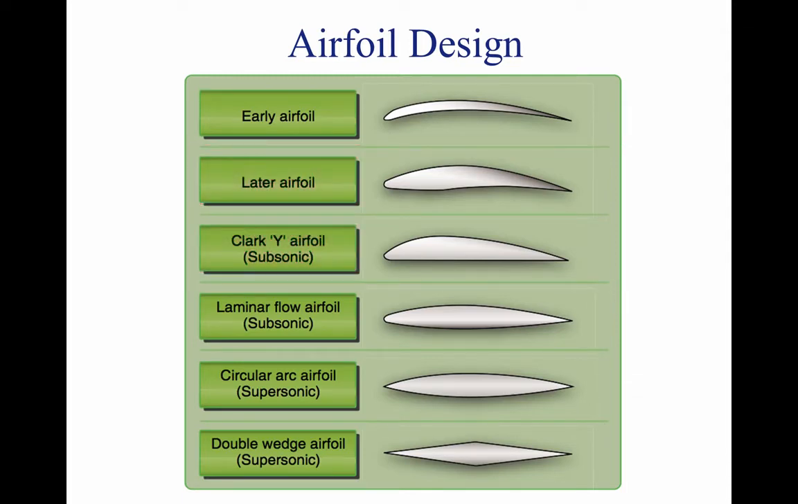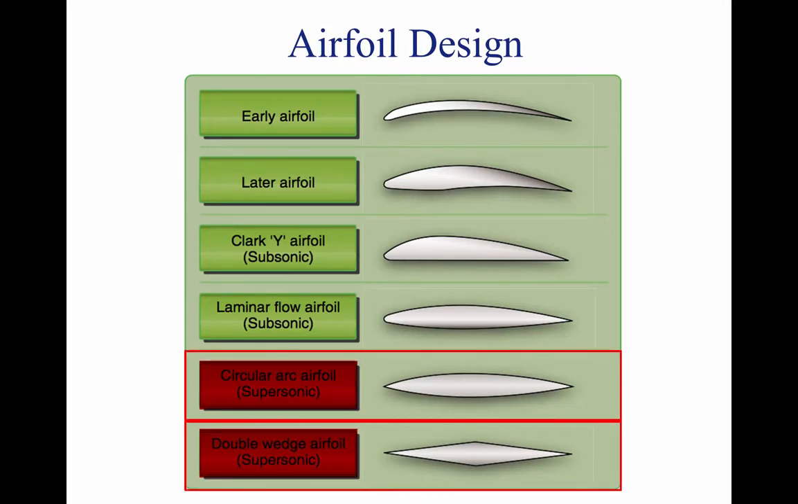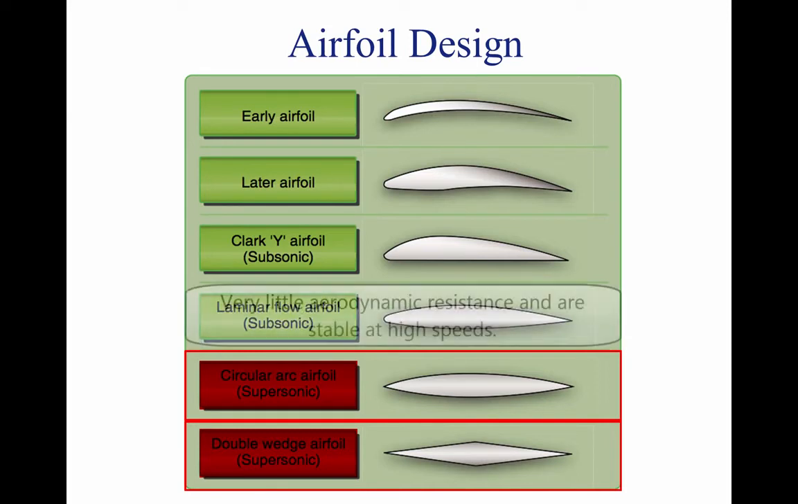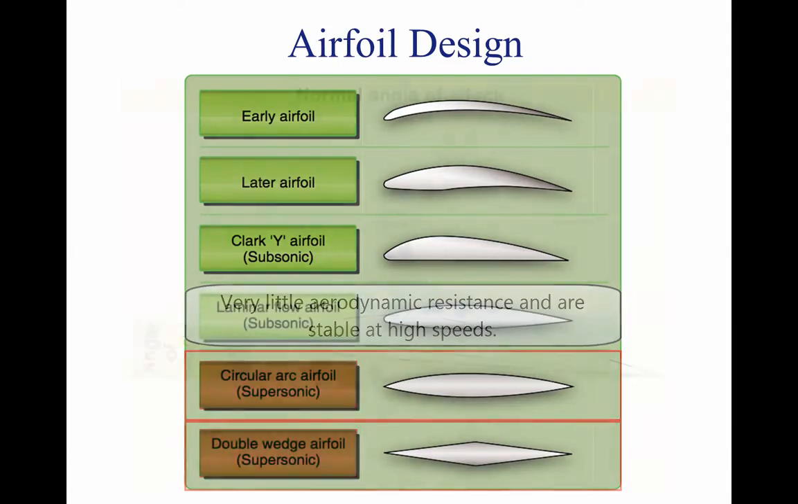Airfoil designs that are perfectly symmetrical, like the circular arc and the double wedge airfoil, are used on many high-speed planes and solely rely on their angle of attack to produce lift. These airfoils provide very little aerodynamic resistance and are stable at high speeds.